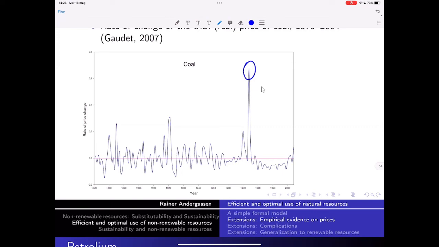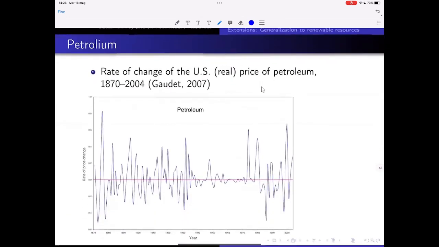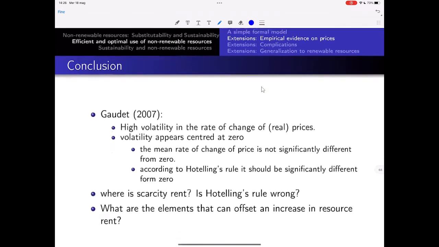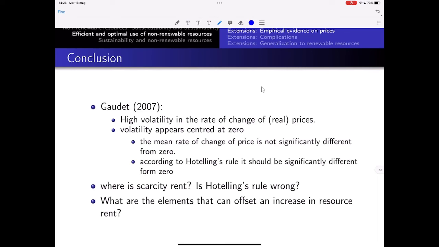In the 70s, there was the oil price increase, and this could therefore have led to an increase in the price of coal. Okay. Petroleum here, same story. Huge fluctuations. So conclusions. What are the conclusions? And so what are we missing in the model?